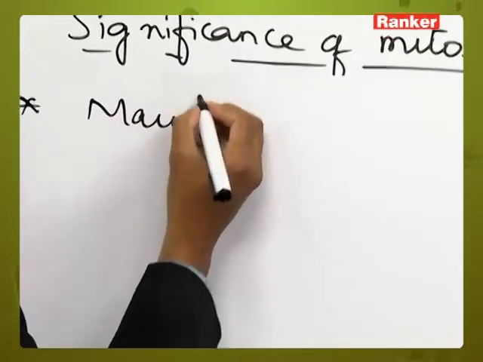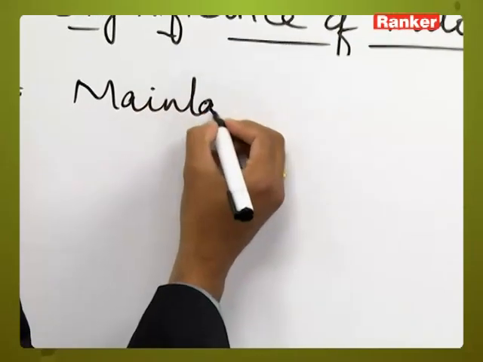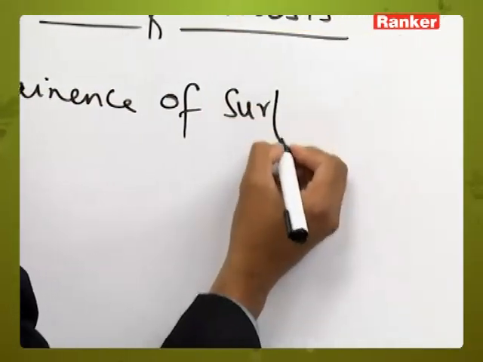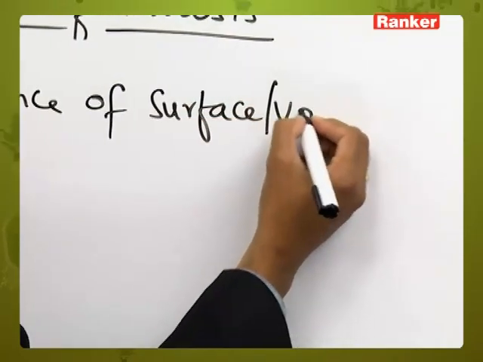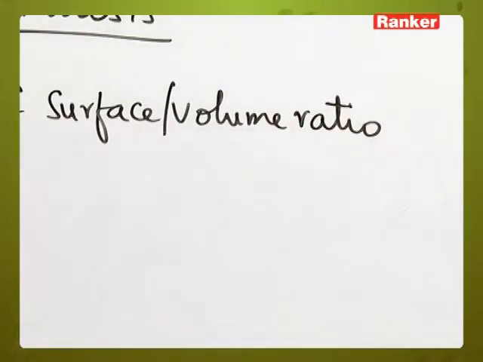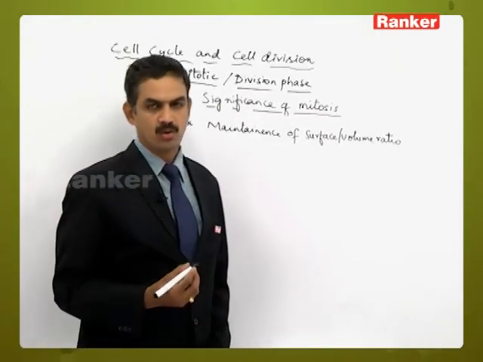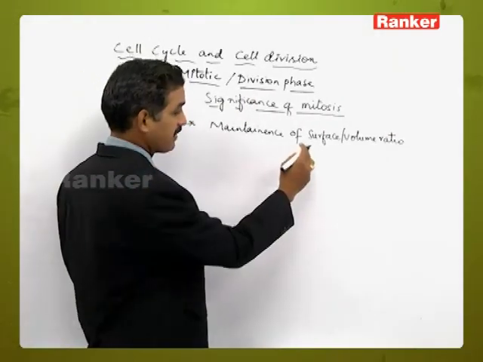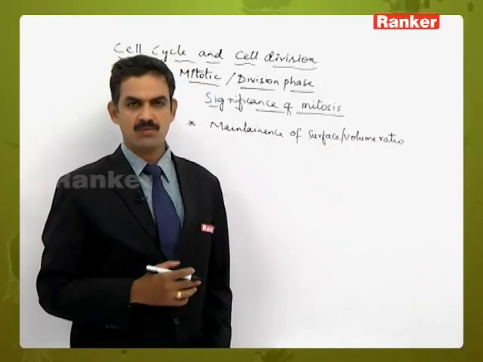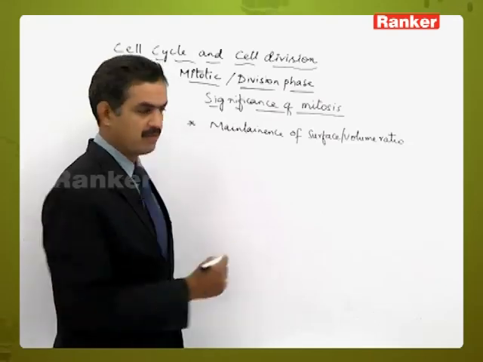maintenance of surface volume ratio. As we know, mitotic division is useful for growth and development. So the surface volume ratio of the cells is maintained because of the mitotic type of division.